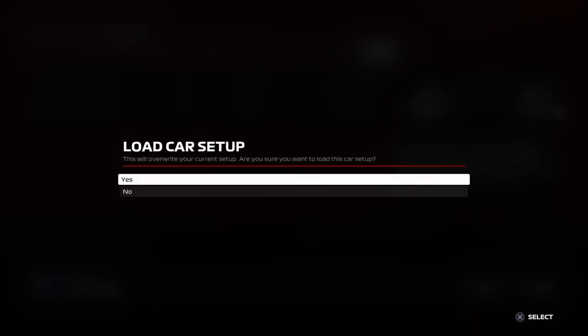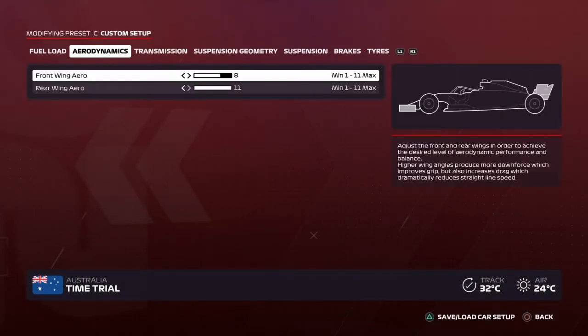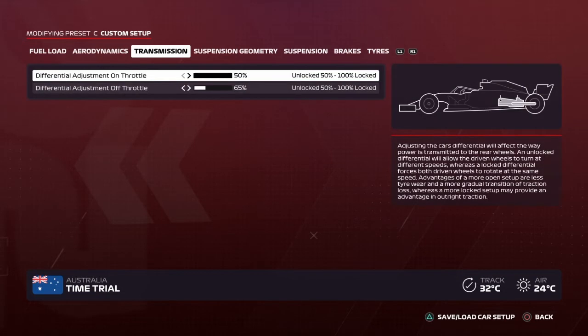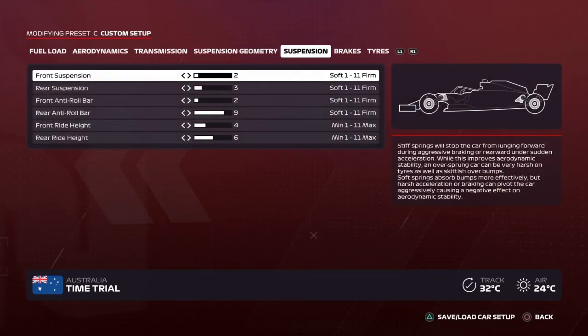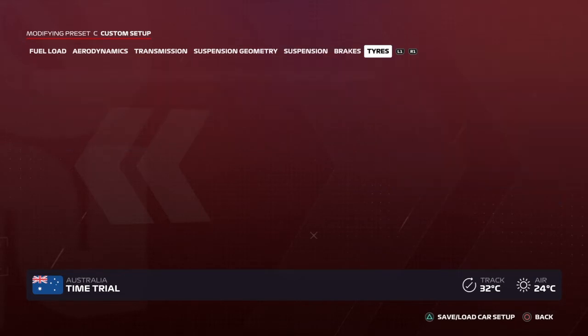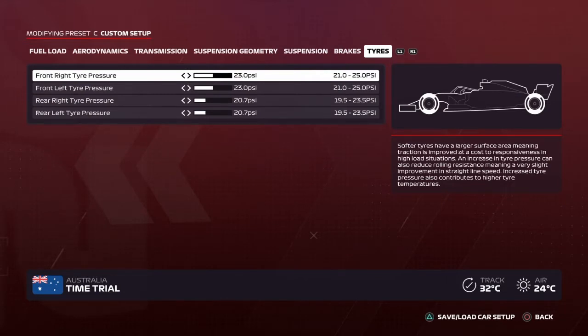On to Monaco now, 8.11 wing, 50/65, right, left for the suspension geometry, 232, 946, 23, and 20.7 for the tyres.